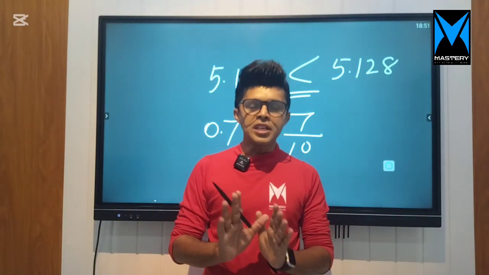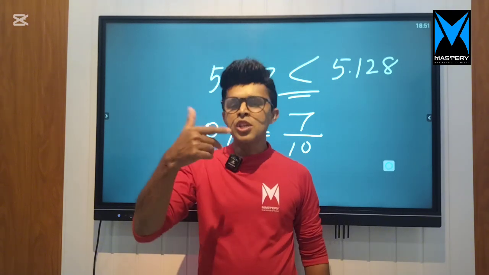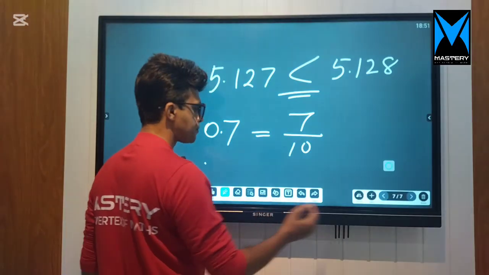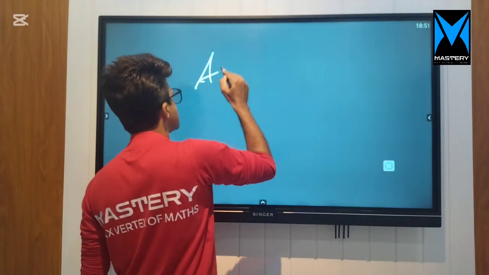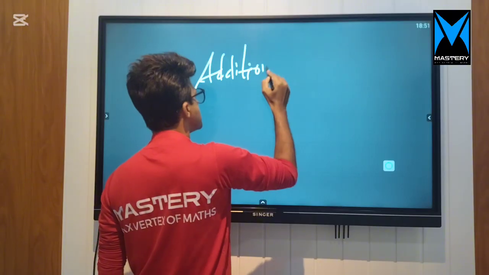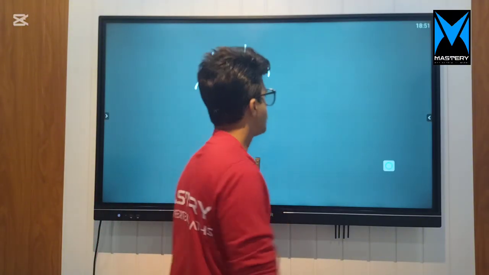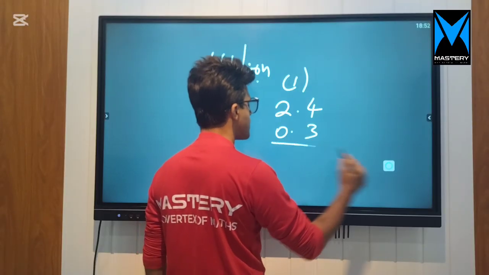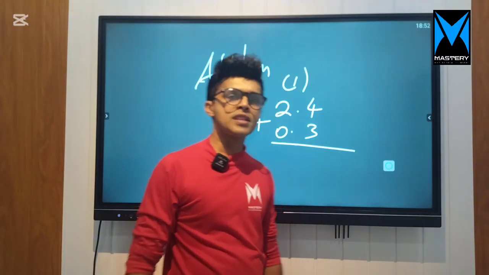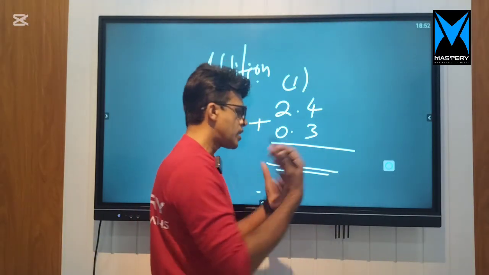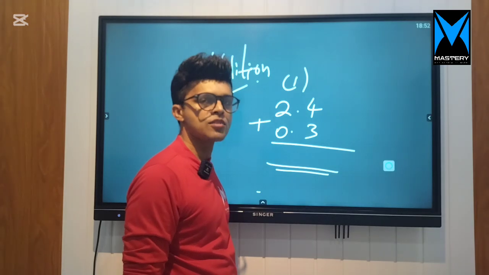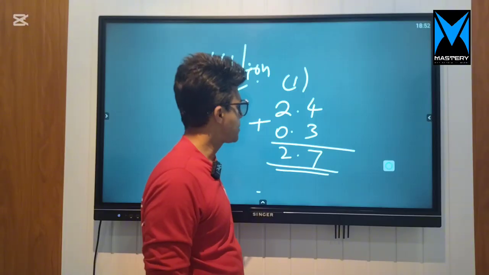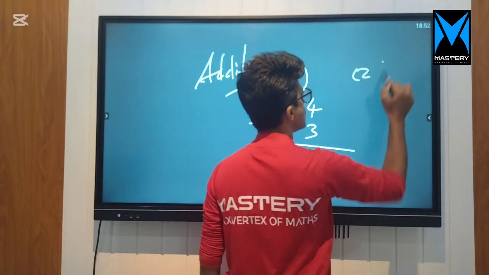The other part that we need to learn is addition of decimal numbers and subtraction of decimal numbers. How can you add decimal numbers? 2.4 plus 0.3. How can you add these digits? Generally, you have been taught that 4 plus 3 is 7, 2 plus 0 is 2. This can be added normally, the way that you apply normally.